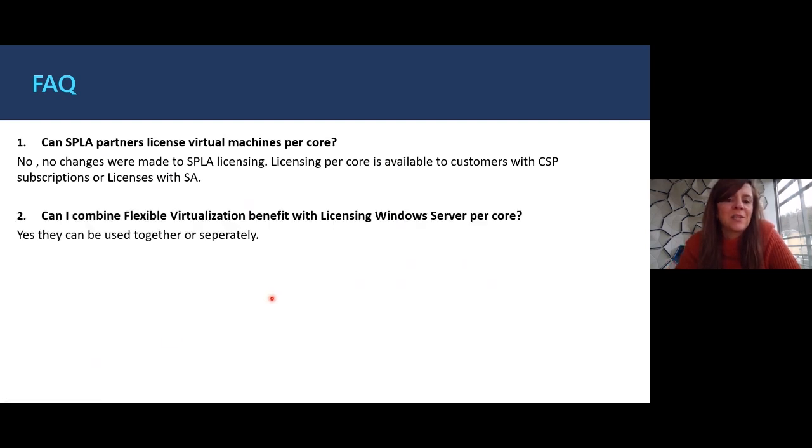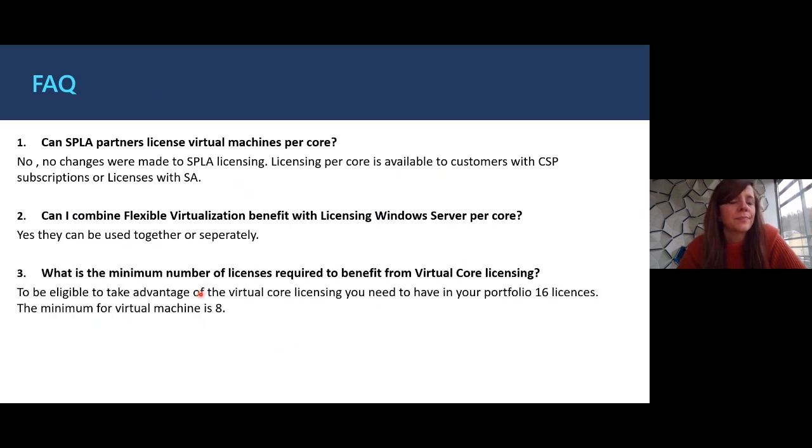Can I combine flexible virtualization benefits with licensing Windows Server per core? Yes, you can. So flexible virtualization benefits allows a customer to take their licenses to authorized outsourcers, and it would be, of course, a bit ridiculous asking customers to license per server, per physical core model. So it's important to know that you can combine these options.